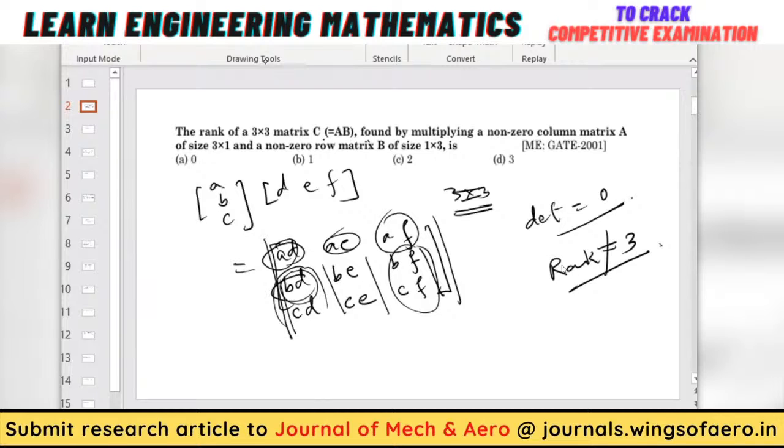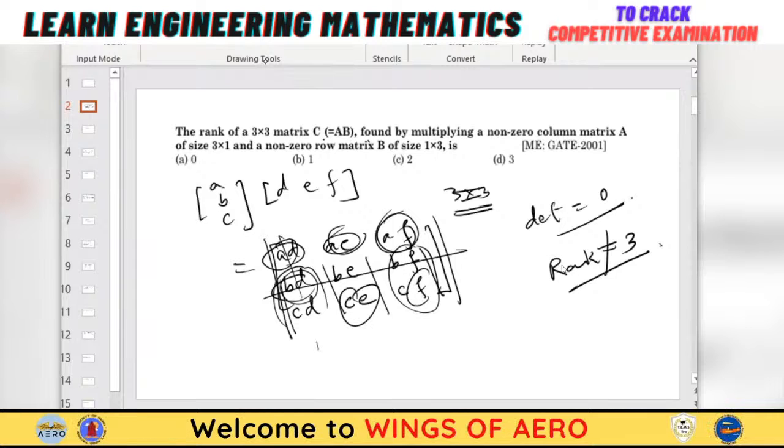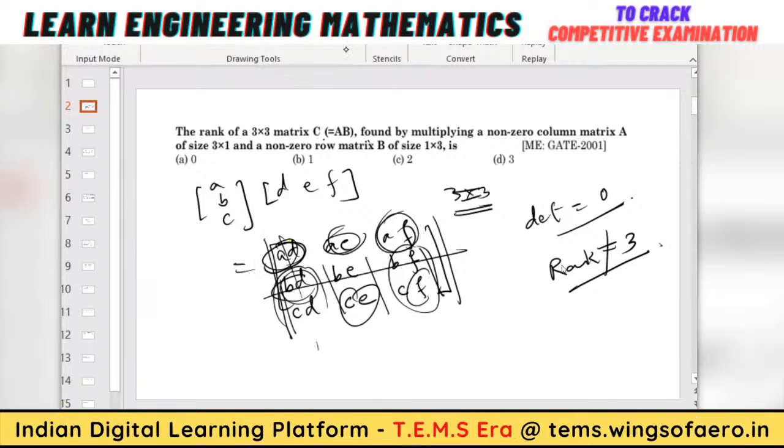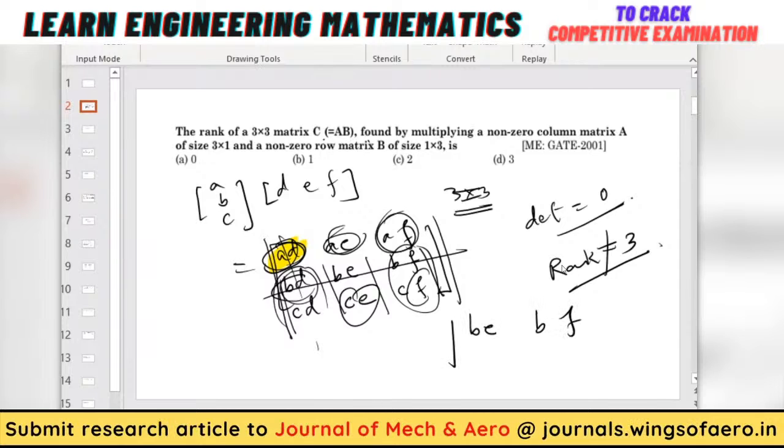What is the minor of this one? If I multiply this one, only this, and this, this is the minor. Okay, so I am taking only one minor, the minor of AD, that is the first element. Sir, the rank is 1, I guess, sir. Exactly, the rank is 1. I am taking the first element AD, and the minor is BE, BF, CE, CF. Okay, look, this determinant will be 0.